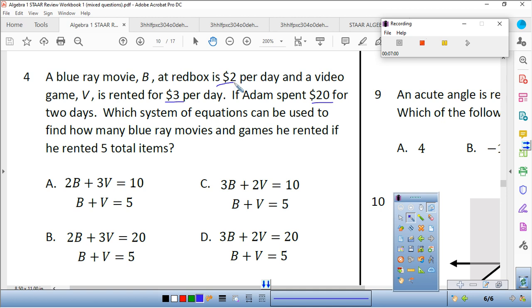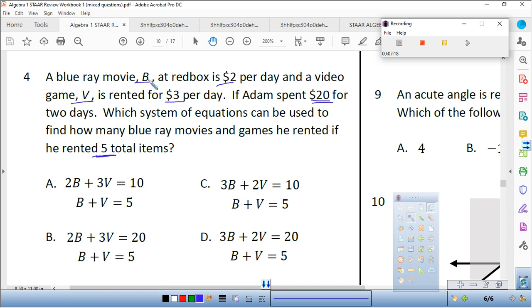So I know I'm going to have this: 2B plus 3V equals 20. I'm saying that's true. Numbers go with numbers. What do you mean numbers? So here they're talking about renting stuff. So renting what? Blu-rays and video games, right? So the number of video games and number of Blu-rays go together with the total number. And then the number of dollars plus the number of other dollars equal the total number of dollars. And that's it. They're all set up the same way.